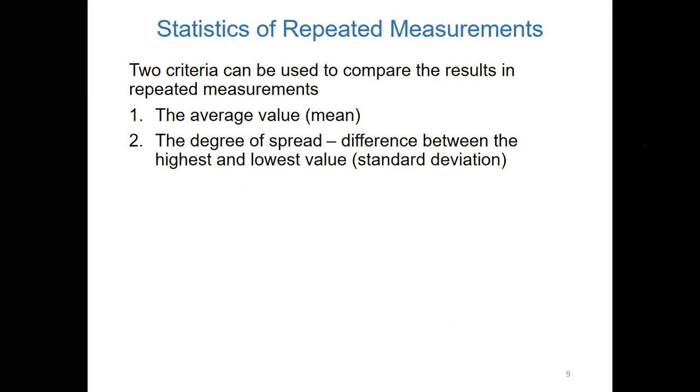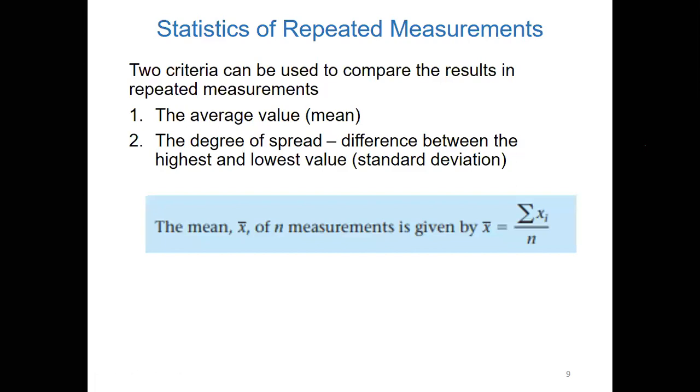Two criteria can be used to compare the results in repeated measurements. The first one is the average value, that means the mean. The second one is the degree of spread, that means the difference between the highest and lowest value. We call it the standard deviation, and we all know that mean and standard deviation are the two criteria which can be used to compare the results in repeated measurements.